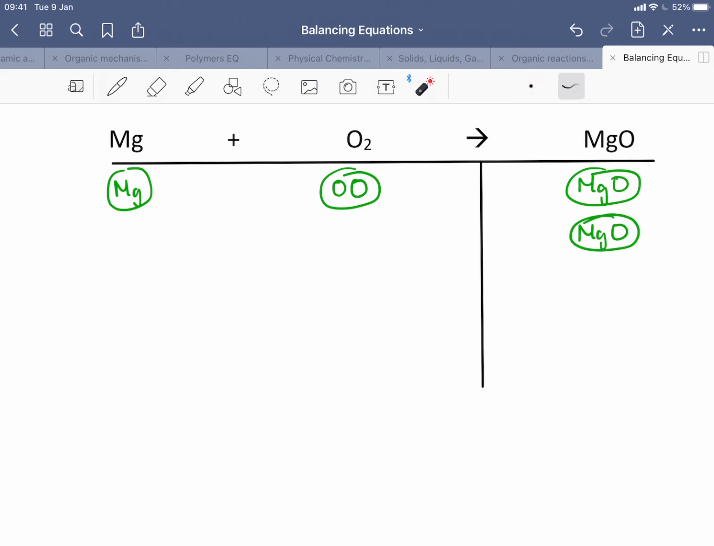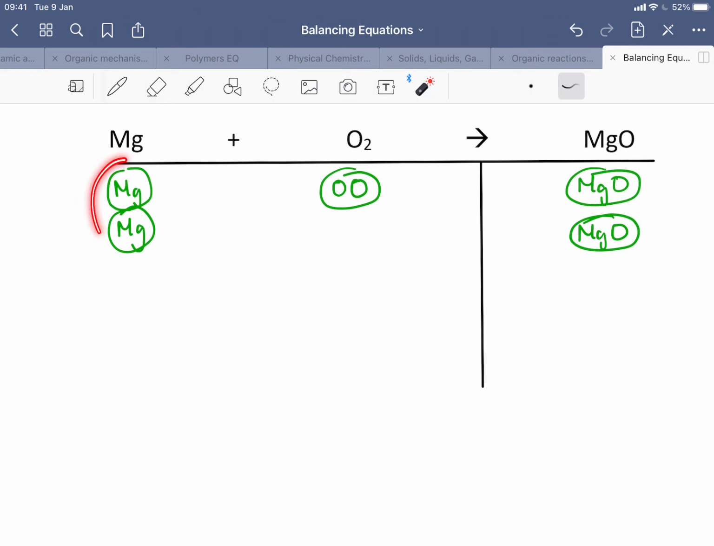So now I have 2 oxygens on the right, 2 oxygens on the left. Excellent. I have 2 magnesiums on the right, and at the moment I only have 1 magnesium on the left, so I'm short. So I have to put another magnesium. Do a quick check. 2 magnesiums, 2 magnesiums, 2 oxygens, 2 oxygens. Everything is completely balanced. So now I can count my number of bubbles.